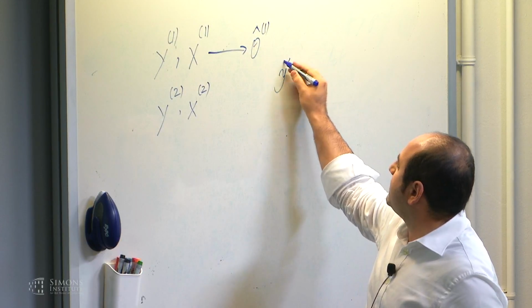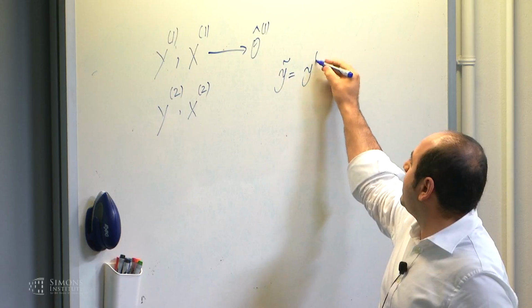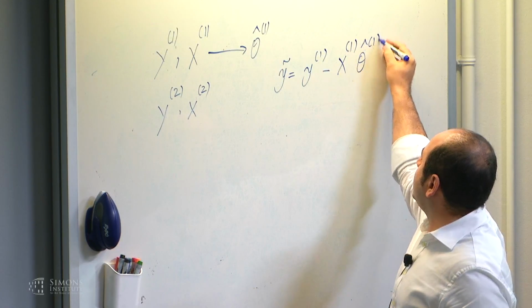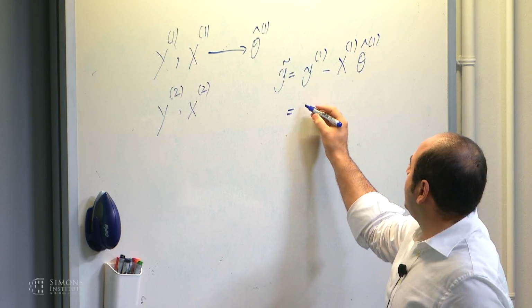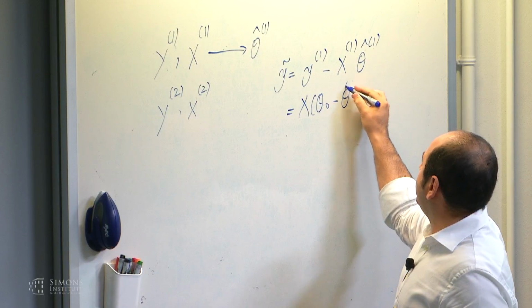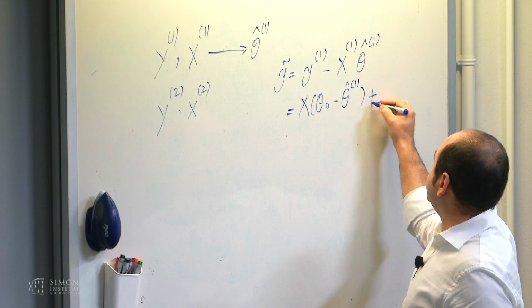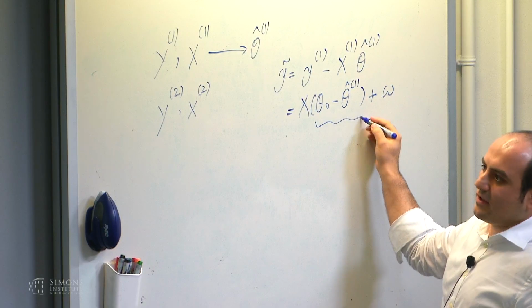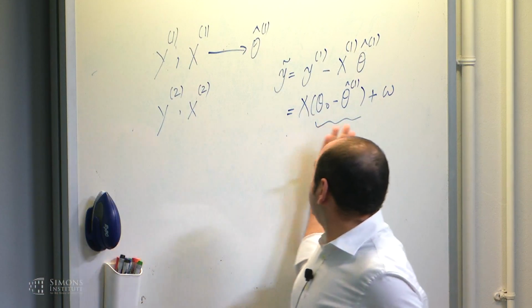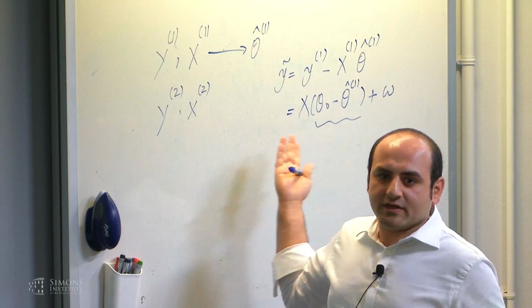Now, if you define y tilde to be y1 minus x1 theta hat 1, this also corresponds to a plugin for y1, so it's x times theta 0 minus theta hat 1 plus noise. Now, this is your new signal. So if you have some framework to do inference on the size of the signal, this also lets you do inference on the error.